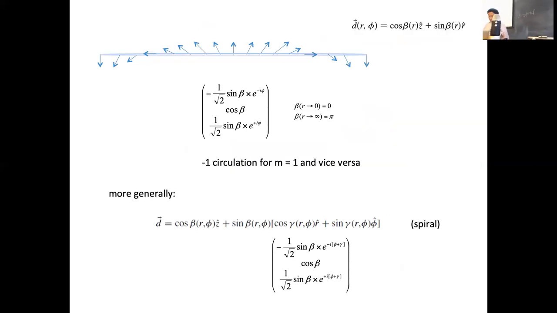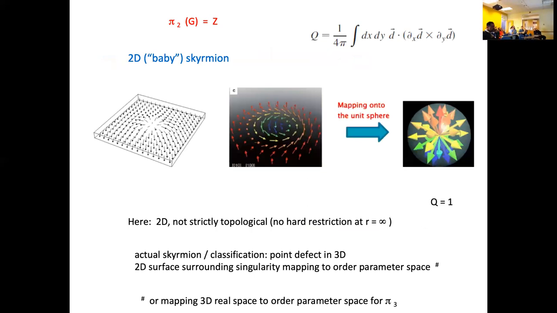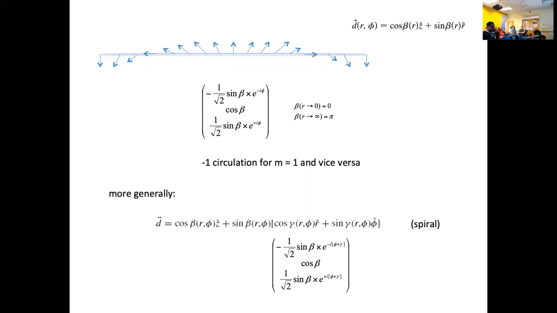Back to this object that I wrote down over there. I see that I'm actually going much slower than I thought, but that's fine. So the d vector as a function of, sorry about this notation, this is the angular coordinate in real space. It's a function of radius and that angle. It's pointing up here, and then it rotates. So beta goes from say zero to pi, and that's how I would get this object.